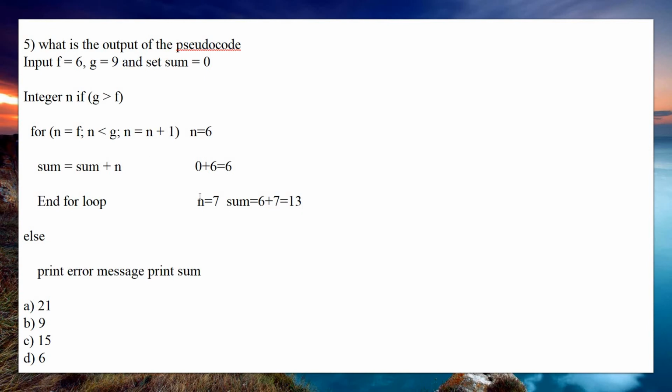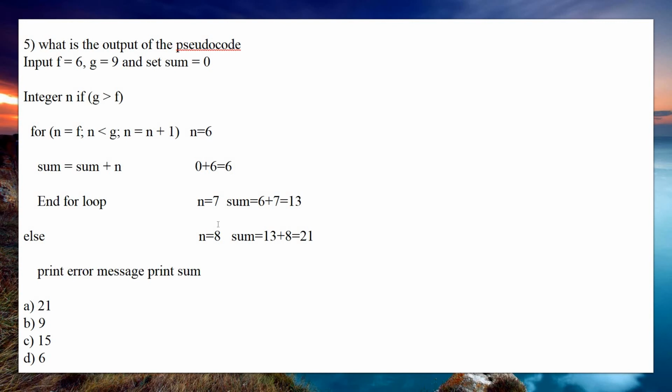Again n is incremented because n is less than g. So n is 7. Whether 7 is less than g, 7 is less than 9, condition is true. So again you are going to perform the next iteration, that is n is equal to n plus 1. Now n will be 8. So what will be sum? Sum is 13 plus 8, which will be equal to 21.